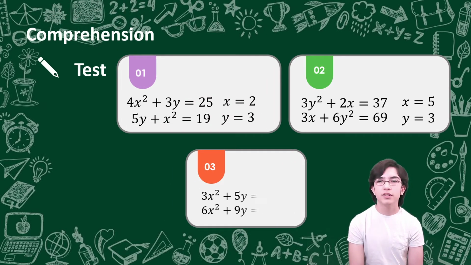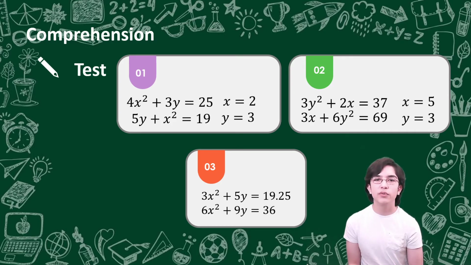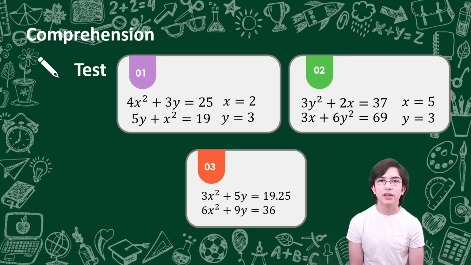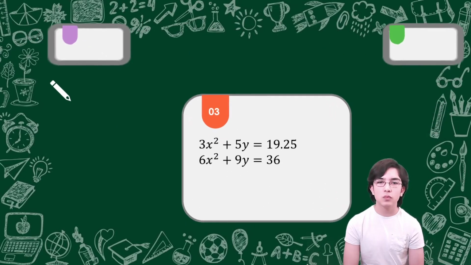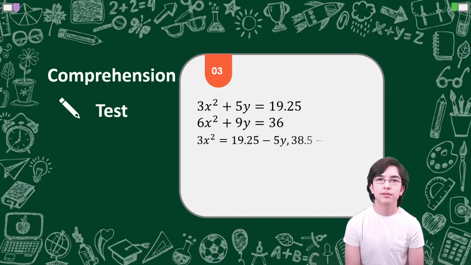And the last question. 3x squared plus 5y equals 19.25, and 6x squared plus 9y equals 36. What is x and y? So we'll first substitute 3x squared, because that's the term which can be multiplied. So 3x squared equals 19.25 minus 5y. So we double that in the second equation.